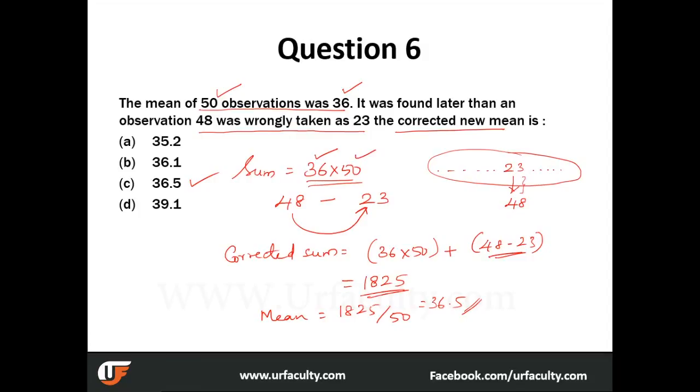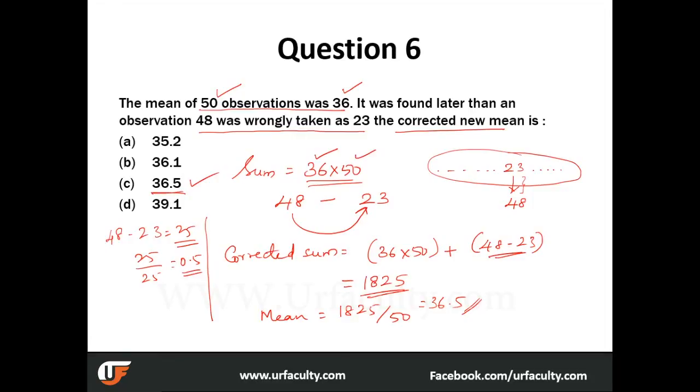Fair enough. We can also apply the earlier concept that I mentioned. What is the difference between 48 and 23? It is equal to 25, right? So if 25 is the value that is missing out and there are 50 observations, what is 25 by 50? It is equal to 0.5. So the overall value has to increase by 0.5, and that is why it is 36.5.